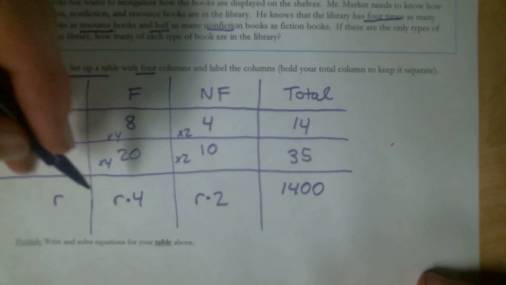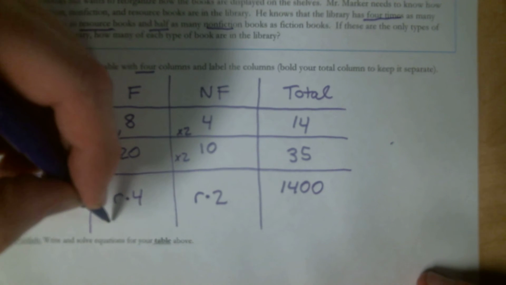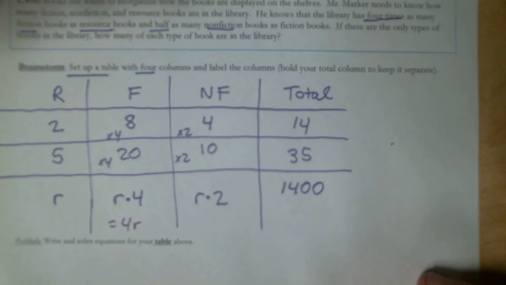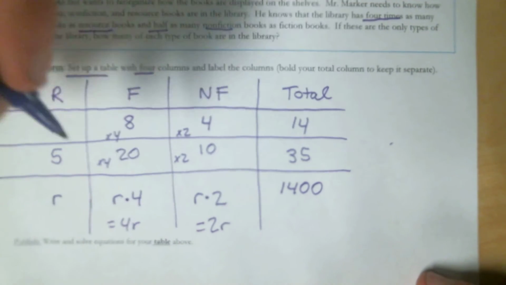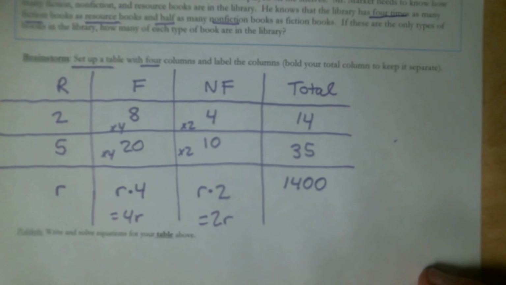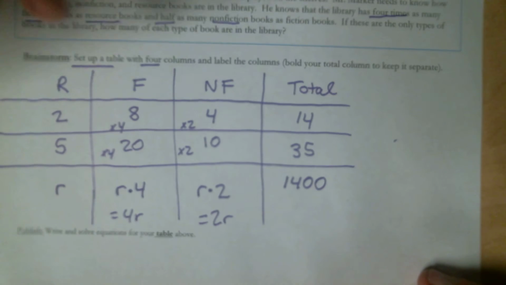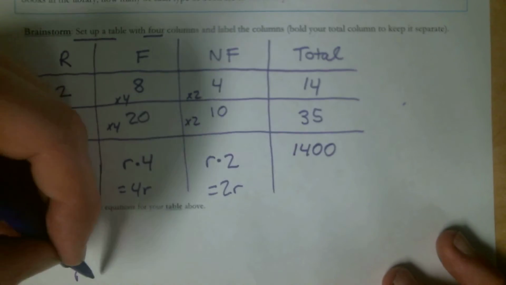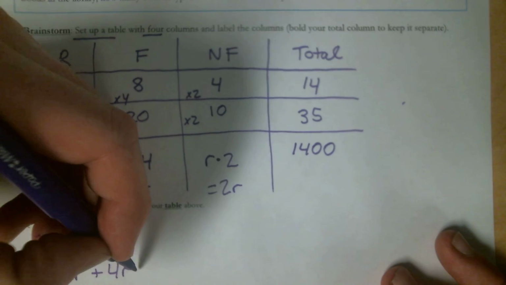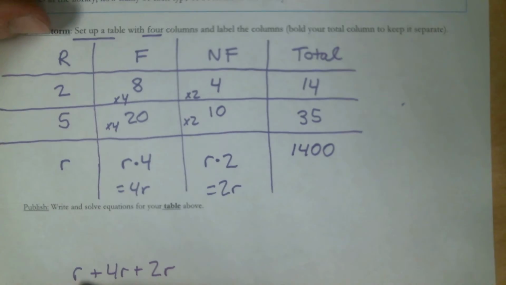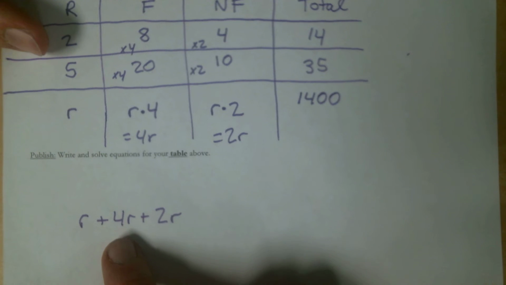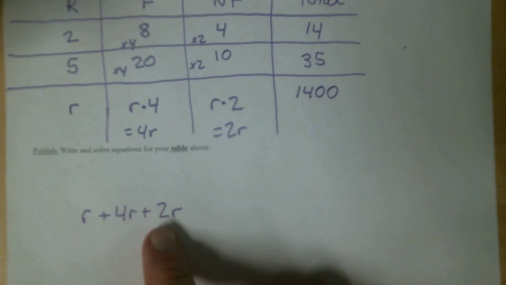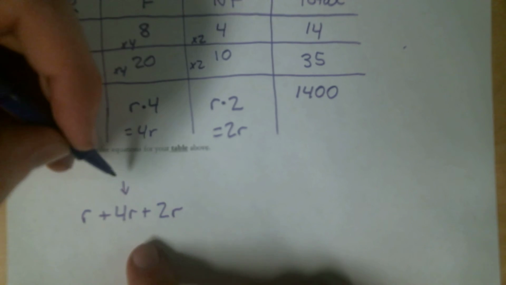So if you think about it, I can write these a lot easier. This one I know I can write as 4R, and this one I can write as 2R. And think about how we got those totals. What did we do? We added up all the columns. So here's the equation I can write. If I take R plus 4R plus 2R, that means resource plus 4 times the resource plus 2 times the resource. So here, this would represent my fiction books.